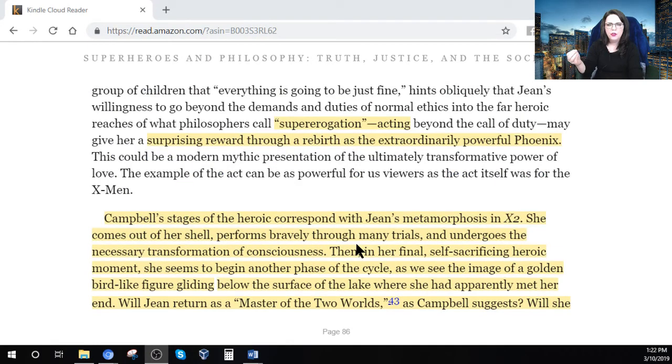And she goes on to explain what a supererogatory act is on page 86. And she says that the surprising reward is that Jean Grey will rebirth as the powerful Phoenix. Then she starts to summarize her argument, and she says that Campbell's stages of the heroic correspond with Jean's metamorphosis in X2. She comes out of her shell, she's brave, she undergoes a transformation of consciousness, she sacrifices herself, and then she's going to become this next bird-like figure, the Phoenix. And because she does that, she masters two worlds.